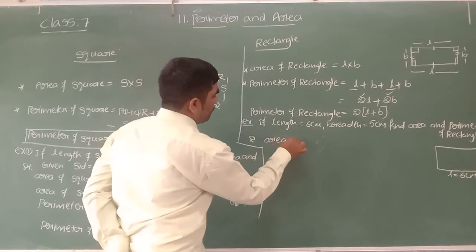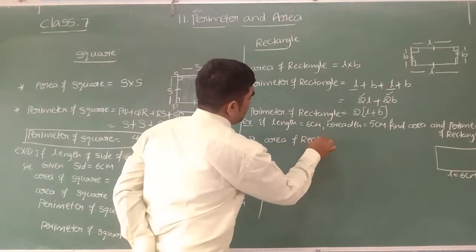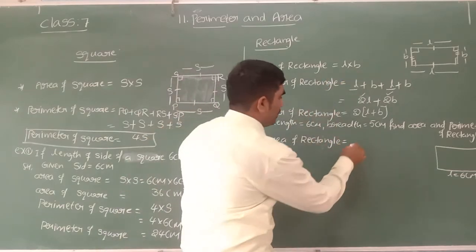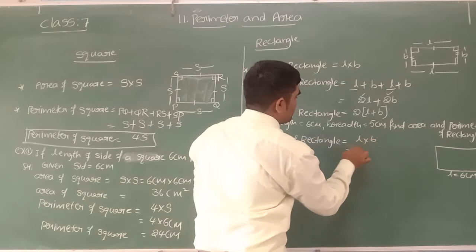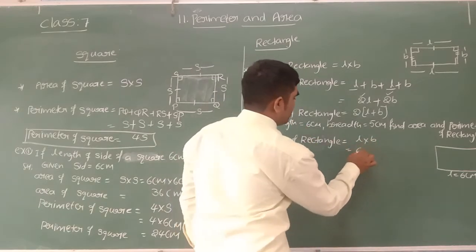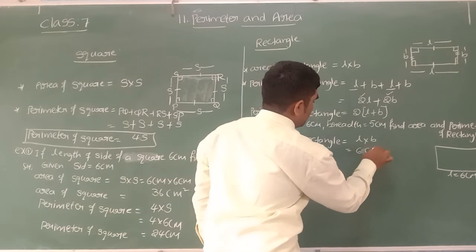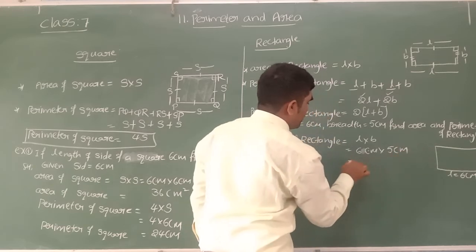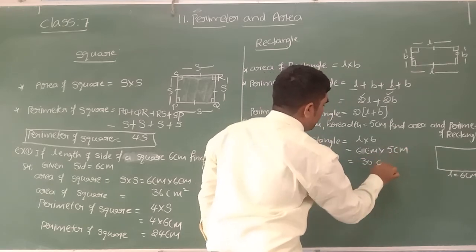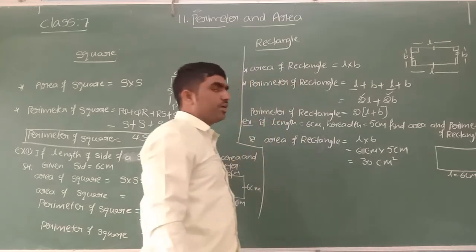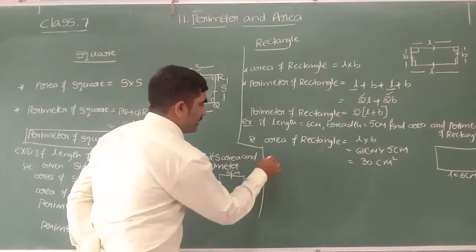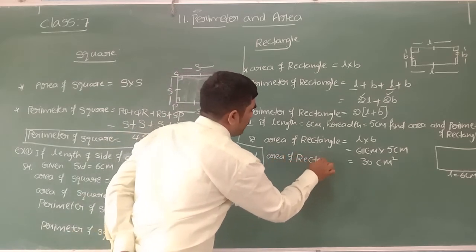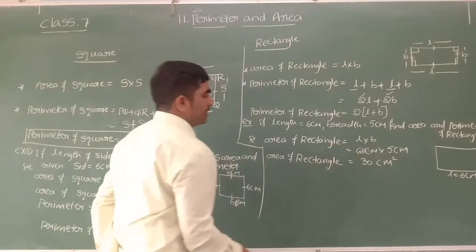So area of a rectangle is equal to, what is the formula I gave you? I gave length into breadth. So let us multiply length into breadth. Length is equal to how much? 6 centimeter, into breadth is equal to how much? 5 centimeters. 6 fives are 30. Centimeter into centimeter, square centimeters. Area of rectangle is 30 square centimeters.